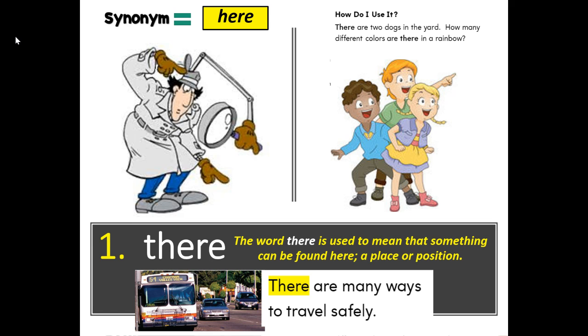So let's see how it sounds if I substitute there for here. Here are two dogs in the yard. See how it sounds similar? How many different colors are here in a rainbow? So if you were to say here, you were actually looking at the rainbow at that time. So number one is there.